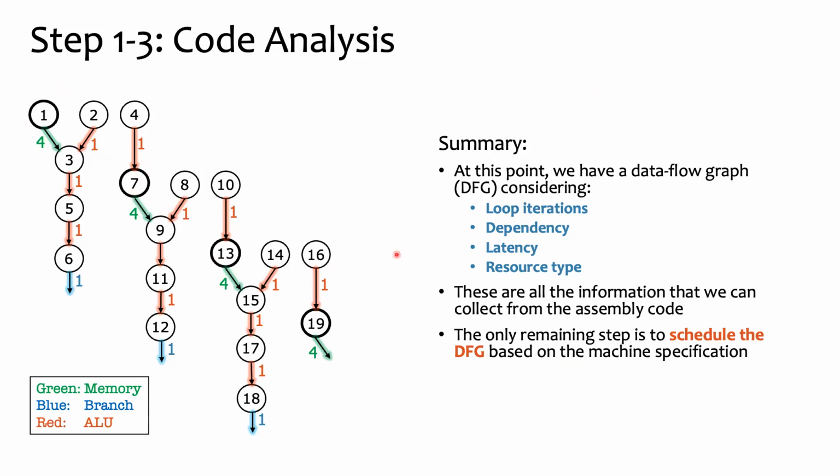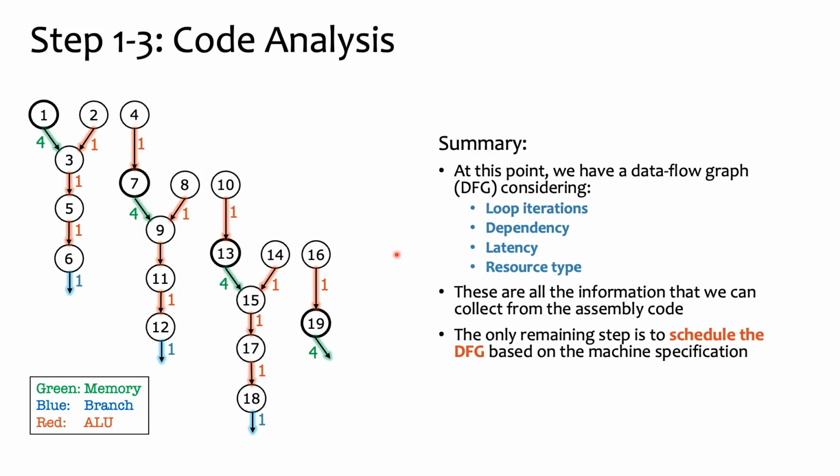The data flow graph has also contained the latency, right? Those numbers on each edge, and also the resource type, the color of each edge. And these are all the information that we can collect from the assembly code. Therefore, you can forget about the assembly code at this point, right? Just focus on this annotated data flow graph and do scheduling. Isn't that pretty cool?